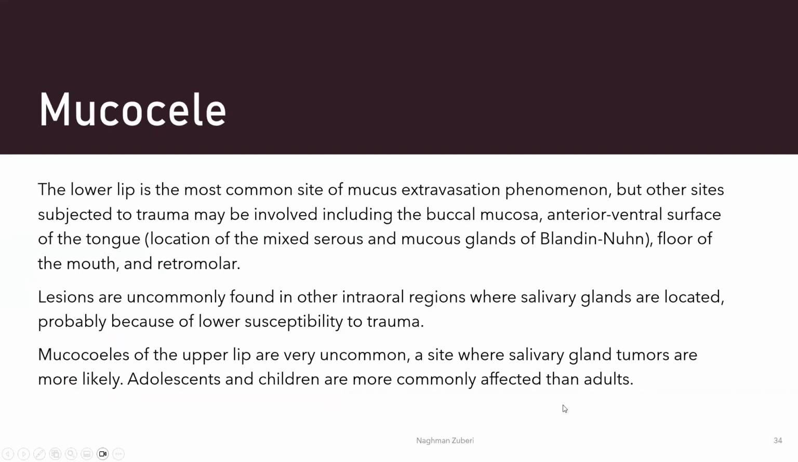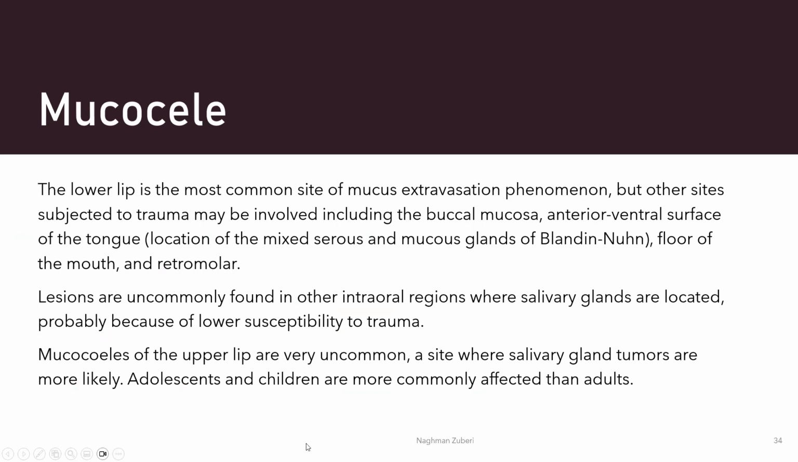Mucocele. The lower lip is the most common site of mucus extravasation phenomena, but other sites subjected to trauma may be involved, including the buccal mucosa, the anterior ventral surface of the tongue, location of the mixed serous and mucous glands of Blandin-Nuhn, floor of the mouth, and retromolar area.